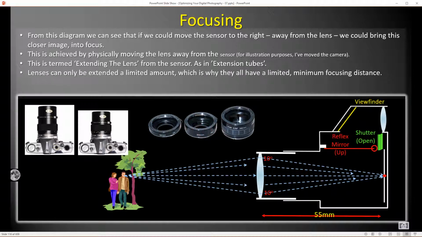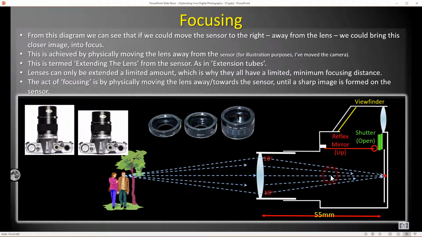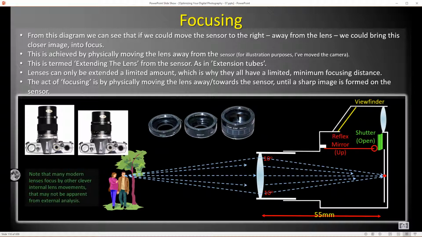But lenses can only be extended by a limited amount, which is why they all have a minimum focusing distance. You can't focus any closer. You'll also notice that now that we've moved the lens away from the sensor, it's actually a longer focal length lens. And so as you focus closer, you're actually magnifying the image a little bit as well. So the focal length and the size of the image reproduced changes as well. So the act of focusing by physically moving the lens away from the sensor until a sharp image is formed on the sensor, that is what we term focusing. That's what it's all about.